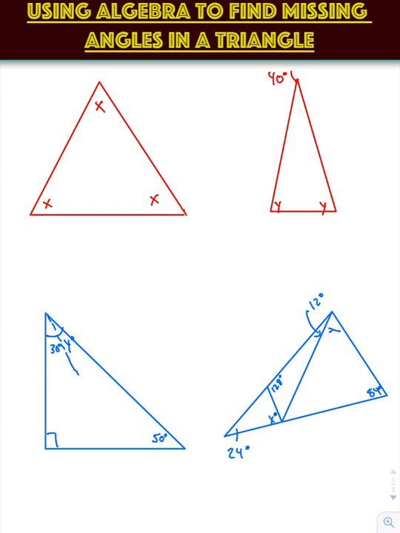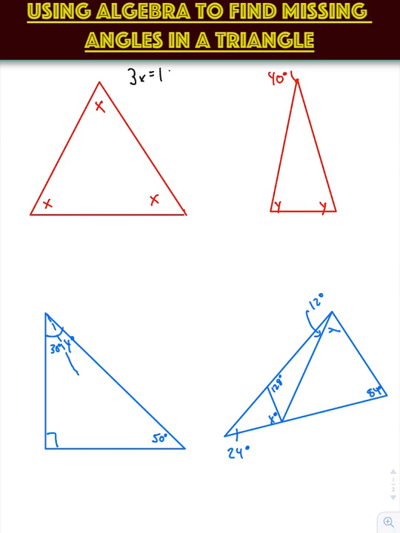Now that we've gotten a little further with algebra, there are a lot of different algebraic strategies that we can use to find an angle measurement or part of an angle measurement. So when we look at our first triangle, we see that there are three x's, and we know that the total of the triangle is 180.